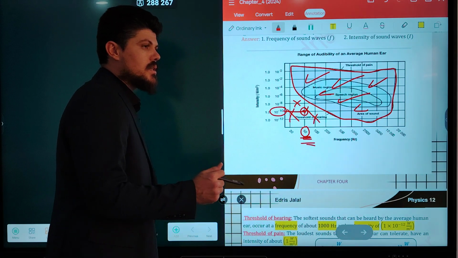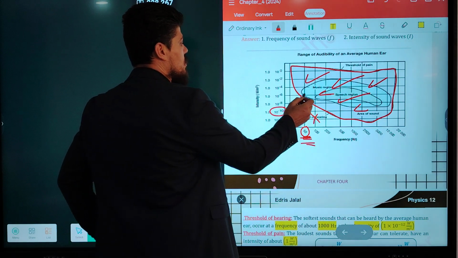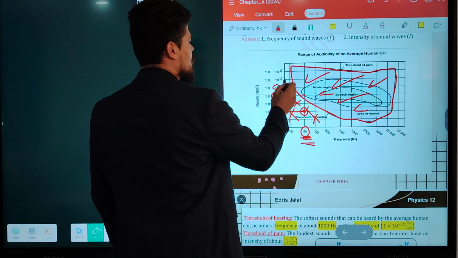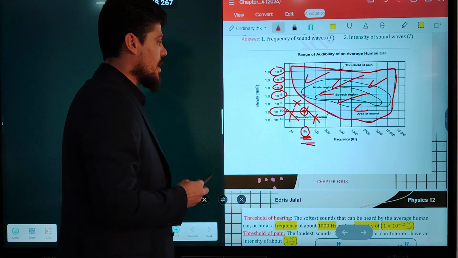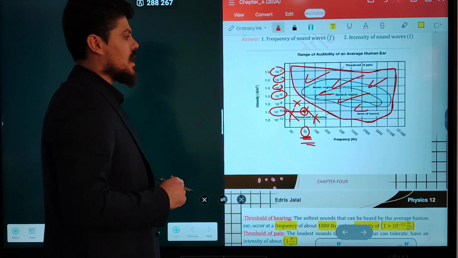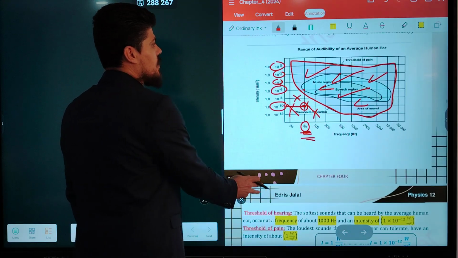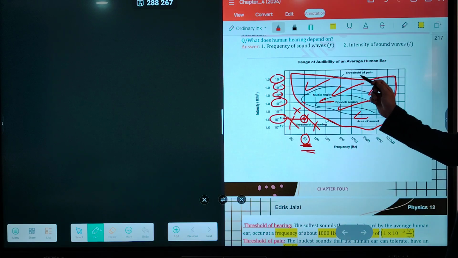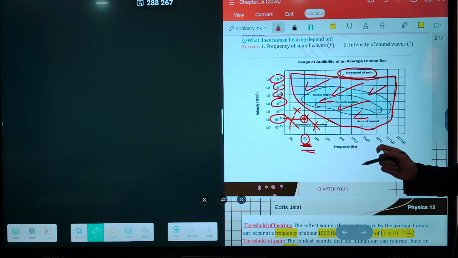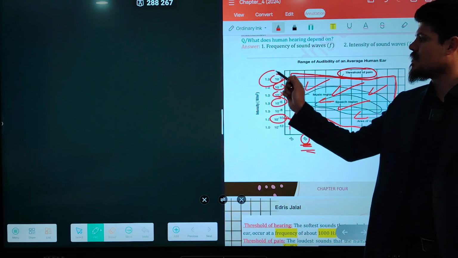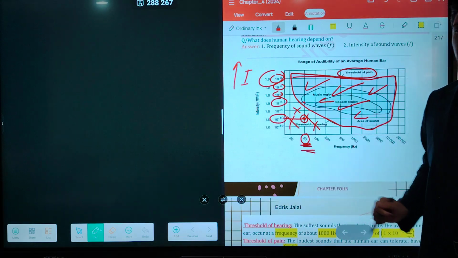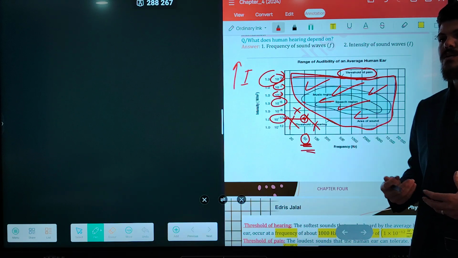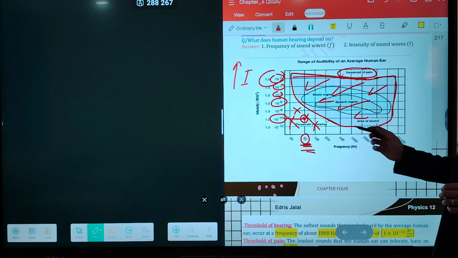When can the sound of 50 hertz be audible? If its intensity is about 10 power negative 6, 10 power negative 4, 10 power negative 2, 10 power 0. Okay? But at other intensities, the sound cannot be heard. So according to this range, this is the range of audibility of the average human ear. So this region is called what? Threshold of pain. Guys, in the threshold of pain, the value of intensity is more. The intensity of sound is more in the threshold of pain, so that is why we call it threshold of pain. Sometimes it causes pain in our ears.